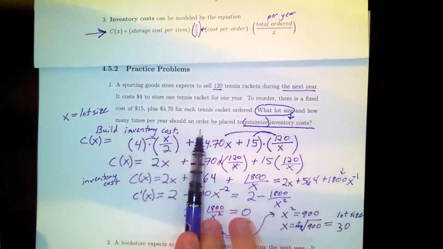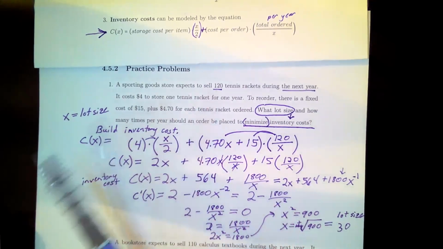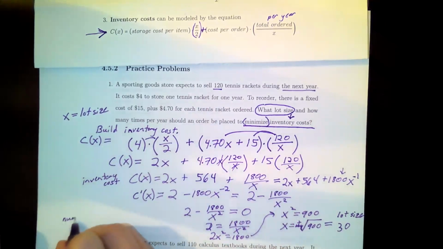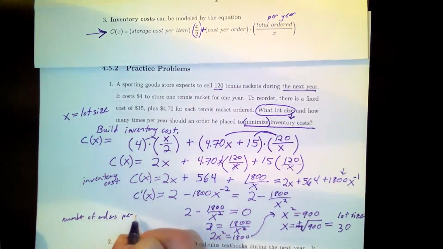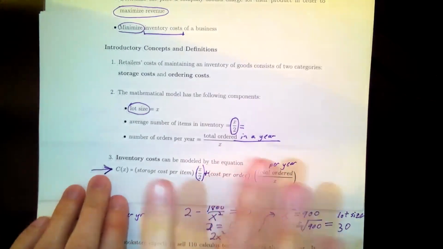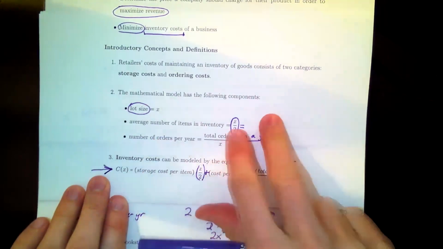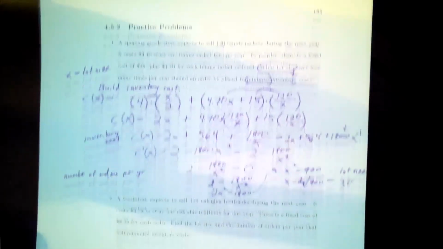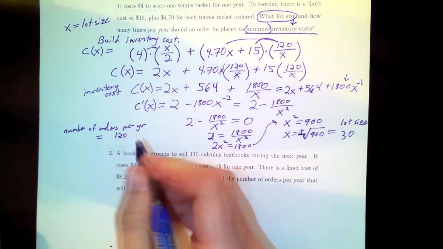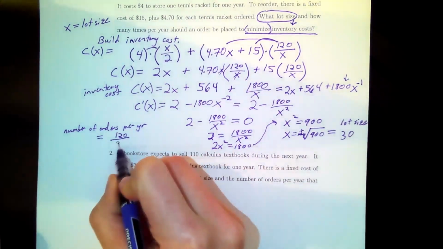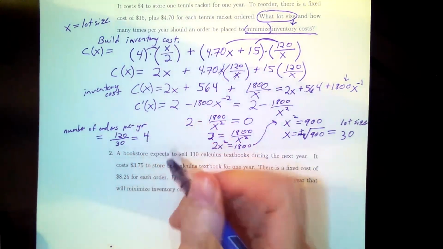And how many times per year should you make an order? Well, how many do I plan on buying in the year? It's 120. So the number of orders per year is the total I intend on ordering in a year divided by the lot size, how many you're going to buy at once. So our number of orders per year is the 120 tennis rackets that I plan to buy over the year divided by the 30 lot size. So the number of orders per year is 4.